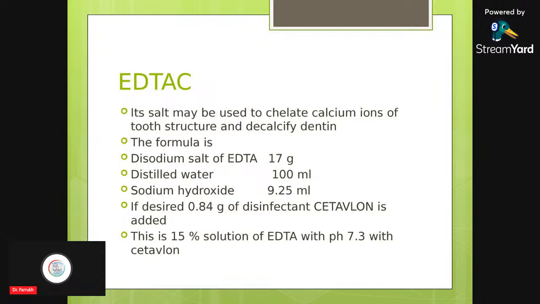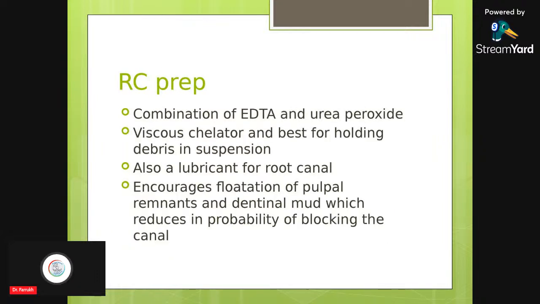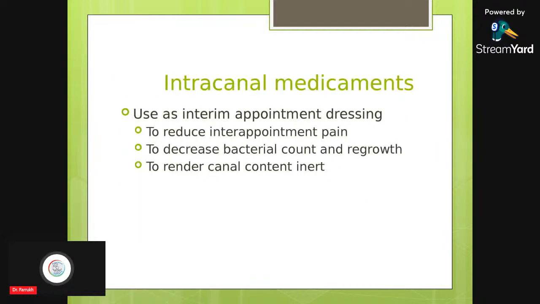Okay, EDTA and its salts may be used to chelate calcium ions of the tooth structure as decalcified dentine. The formula is a disodium salt of EDTA, distilled water, sodium hydroxide, and 0.84 gram of the disinfectant Cetavlon is added. This is a 15% solution of EDTA with pH 7.3 with Cetavlon. RC Prep is a combination of EDTA and urea peroxide, a viscous chelator and best for holding debris in suspension. Also a lubricant for the root canal. It encourages the flotation of pulpal remnants and dentinal mud, which reduces the likelihood of blocking the canal.